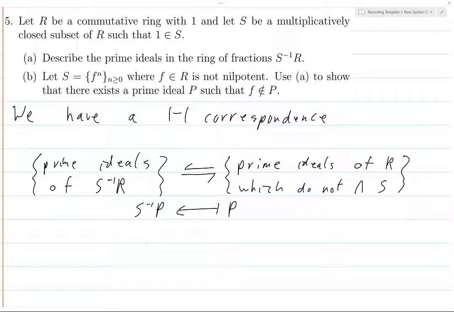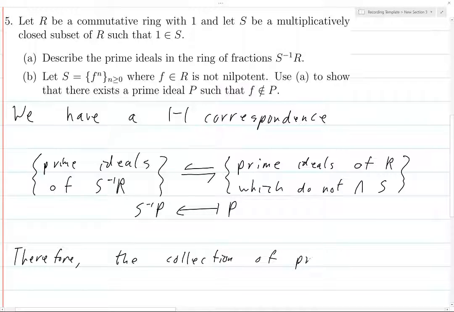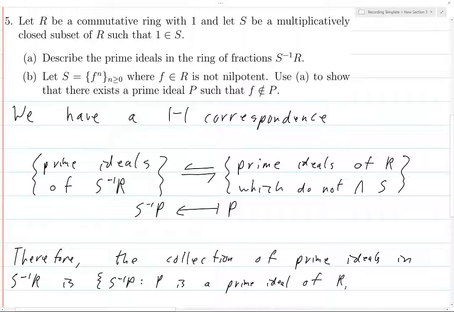And so we want to describe the prime ideals in the ring of fractions S inverse R. So therefore, the collection of prime ideals in S inverse R is precisely the collection of all S inverse P, where P is a prime ideal of R and P intersect S is empty.